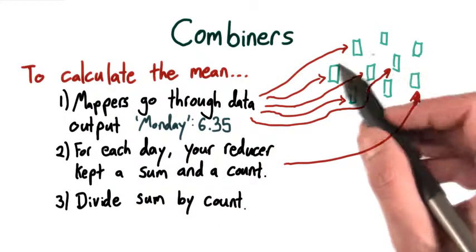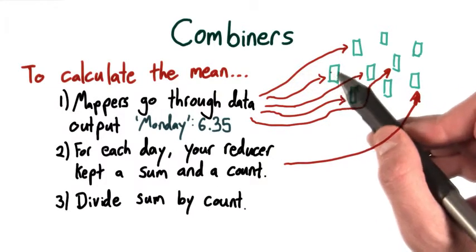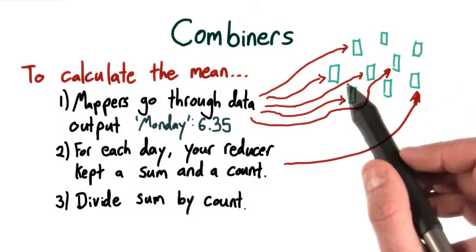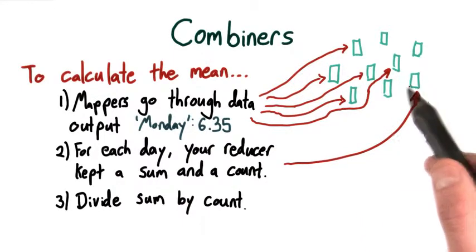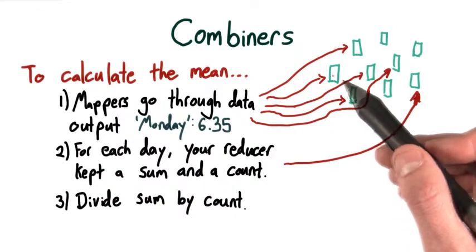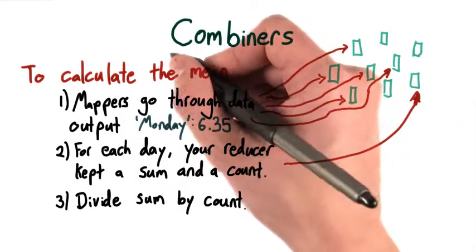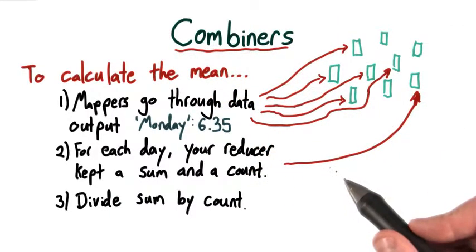So what if we could do some of this reduction locally? What if on each machine, before we send our key value pairs off to be reduced, what if we could do some pre-reduction? And it turns out we can. And that pre-reduction happens with these things called combiners. Before you practice using combiners, let me try and sell you a bit more on their value.